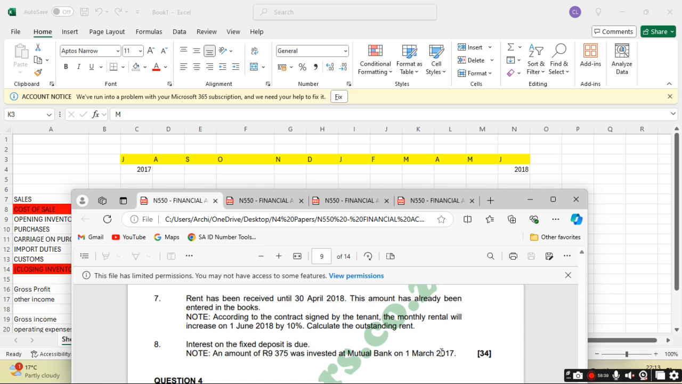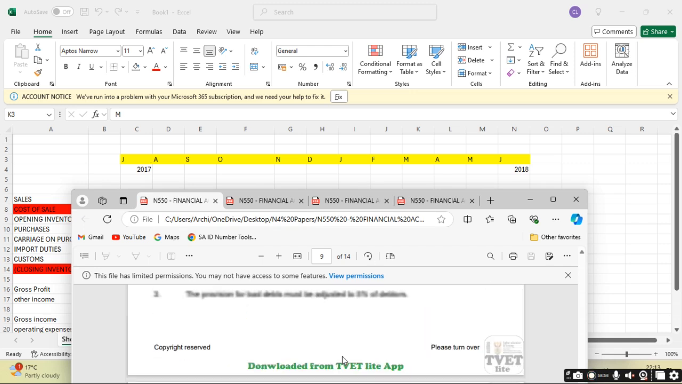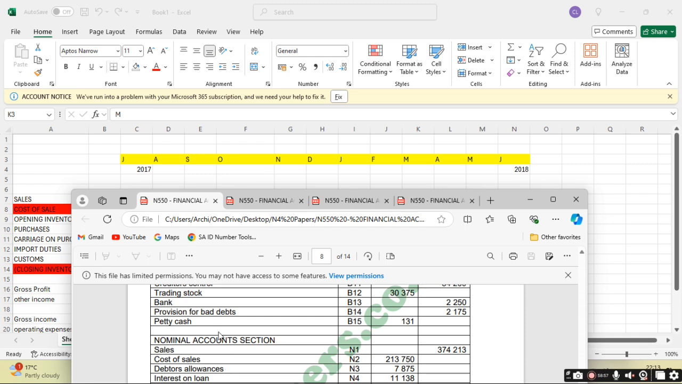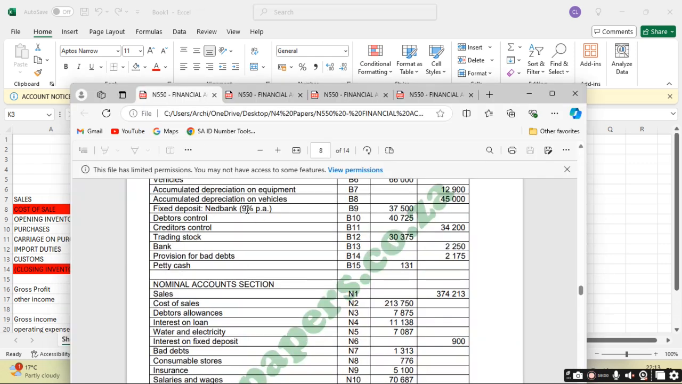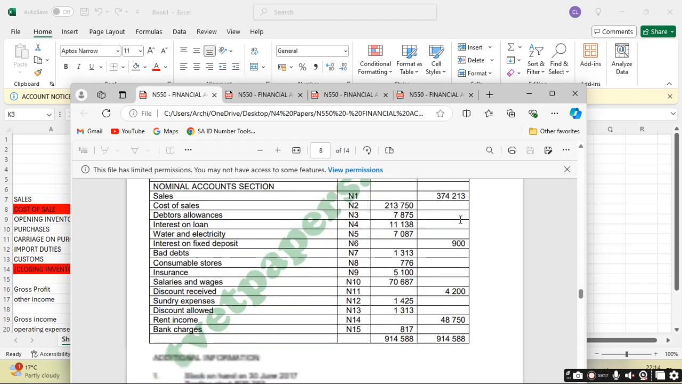Because if they said 1 March 2017, it means they invested it even before, in the previous financial period. That's where they invested their money. If it's like that, we're simply going to do it exactly the same way as interest on loan. I'm sorry, interest on fixed deposit. We're going to say 9% multiplied by this amount, and we get our answer. Simple as that. That's your final answer.